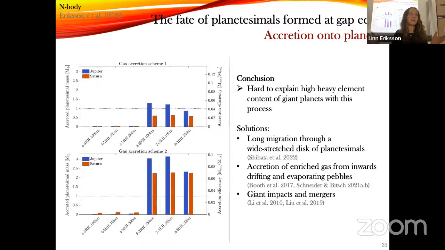So basically, if a pebble drifts towards the star, then at some point it will pass through some ice lines, evaporate, and then enrich the gas in this region. And then the planet can simply accrete this gas and automatically get some enriched envelope. So that is one process. And then, of course, we always have our giant impacts and mergers, which can just come in, smash into the planet, and enrich the atmosphere. So that also works.